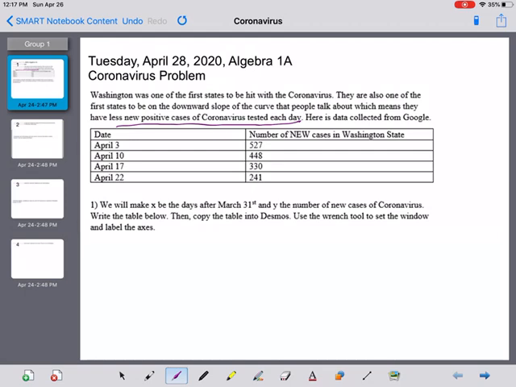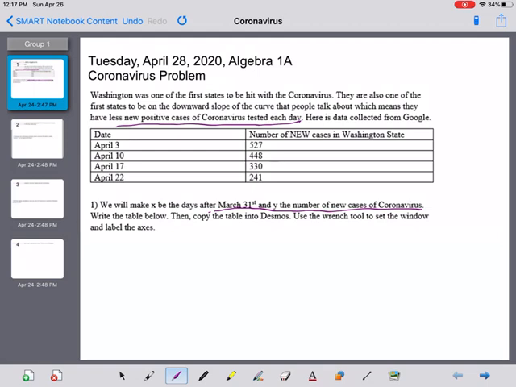Here is data collected from Google. On April 3rd, there were 527 new cases. April 10th, 448 new cases. On the 17th, 330, and the 22nd, 241. So let's make X the days after March 31st and Y the number of new cases of coronavirus.